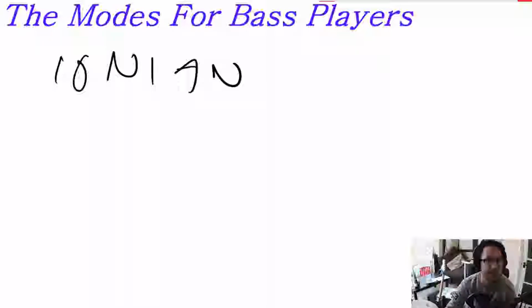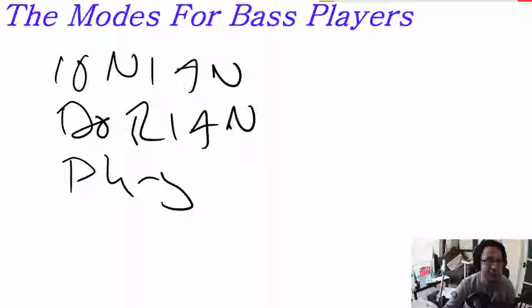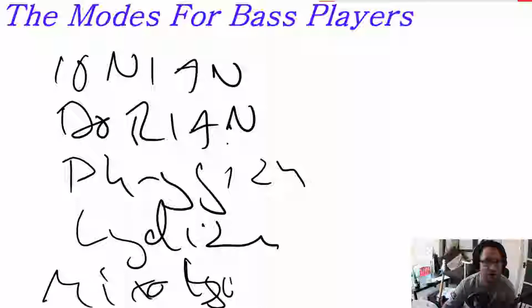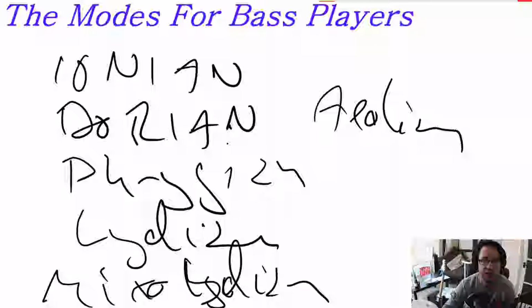So, moving swiftly on. Part 1 of this thing. The names of the major modes. So we've got Ionian, Dorian, Phrygian, Lydian, Mixolydian, Aeolian, and Locrian.